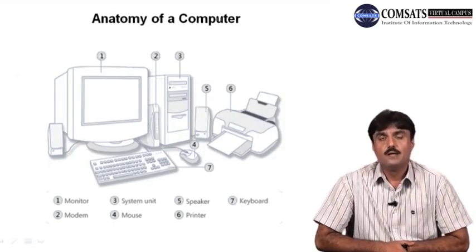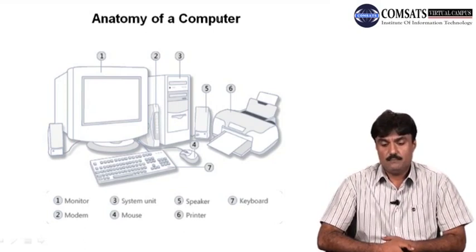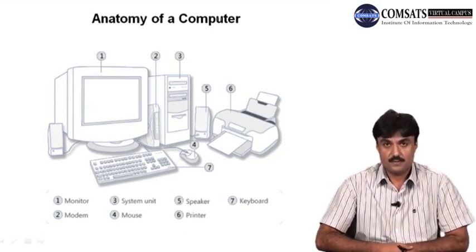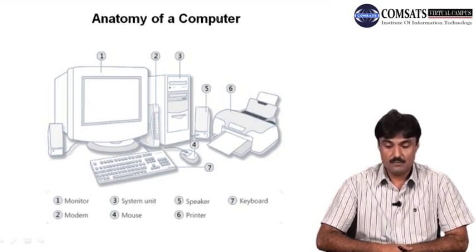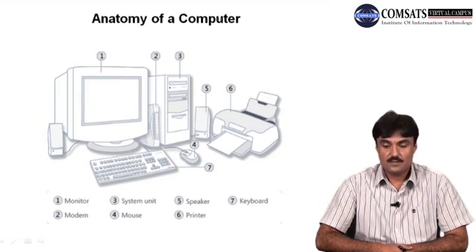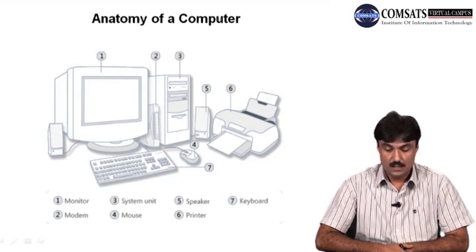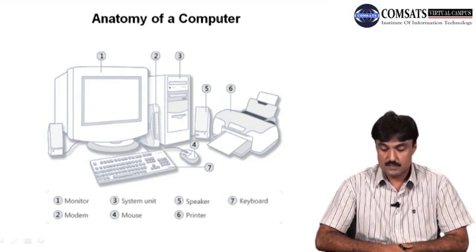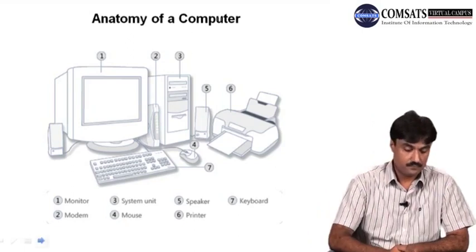Now we'll see, you have seen this computer. This is a very old figure, but it describes almost all the components. So this is the complete anatomy of a computer. You can see the monitor, modem, system unit, mouse, speaker, printer and keyboard.